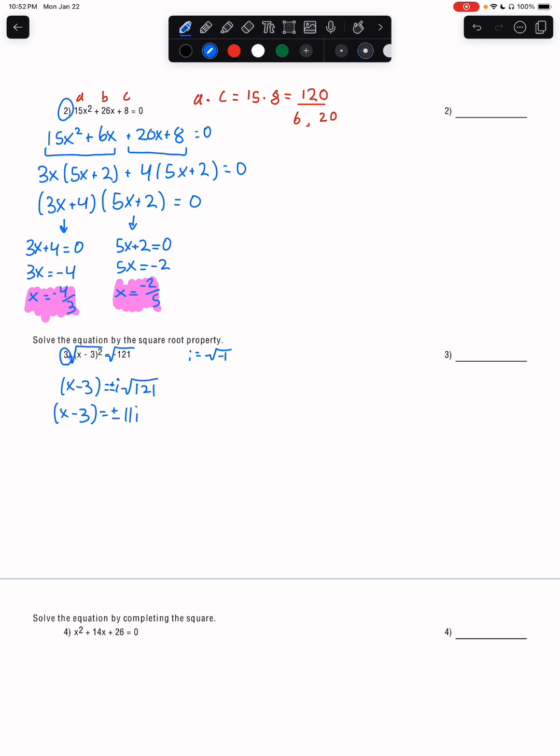Now we'll just solve for x. We'll add 3 to both sides. Now we get 3 plus or minus 11i. And that'll be our final answer. The trick with this is just remembering what i is, so we can deal with the negative 1, and then remembering this plus or minus sign we need when we take the square root.